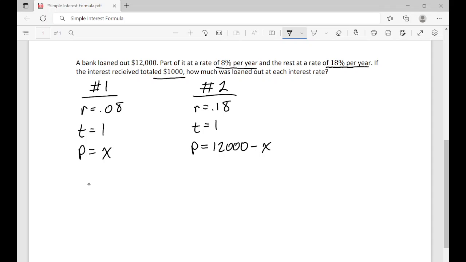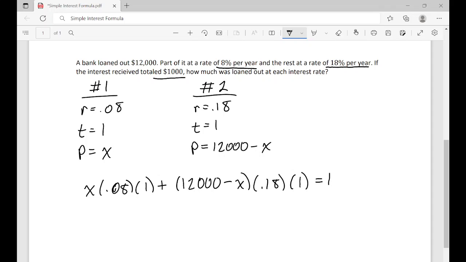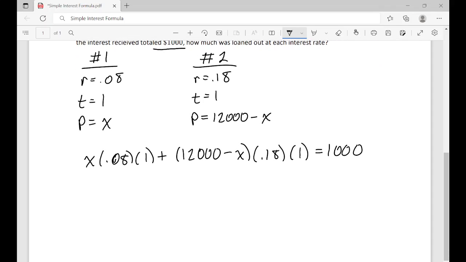So P times R times T plus P times R times T is going to equal 1,000. So multiply everything in here. So I'm going to first do X times 0.08, and I'm going to get 0.08X because really multiplying by 1 doesn't do much.